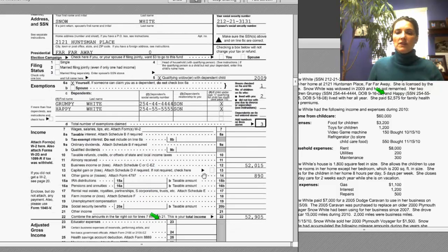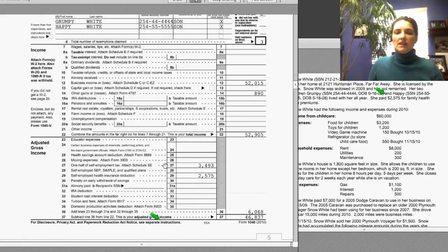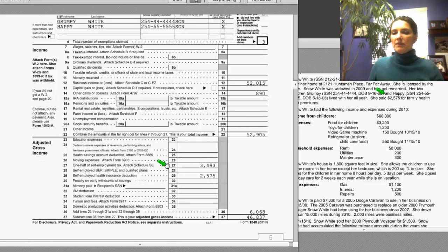Go back up to Form 1040 and look for those two numbers. Here is the 1/2 of self-employment tax deduction, and here is the self-employed health insurance deduction. Both those adjustments to income add up to $6,068, and she then has adjusted gross income of $46,837. But there is one more number on line 14 that I want to show you.